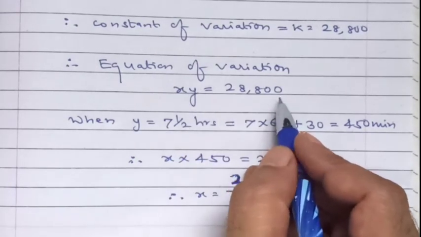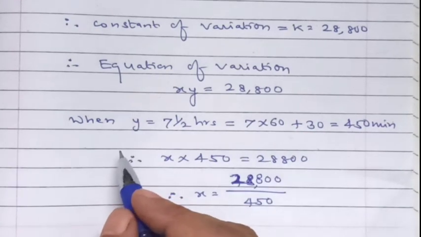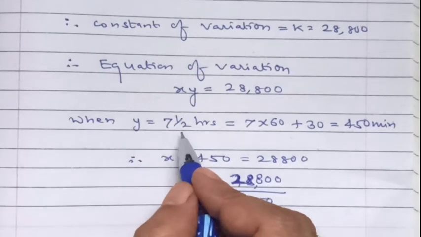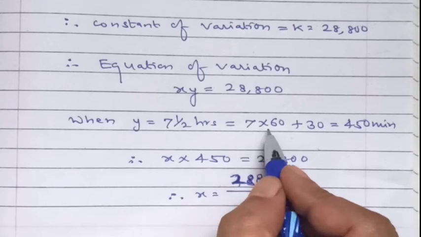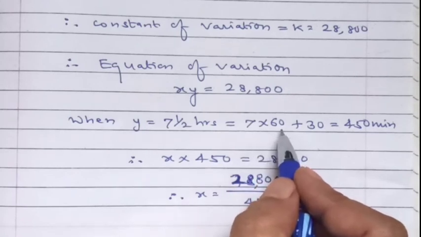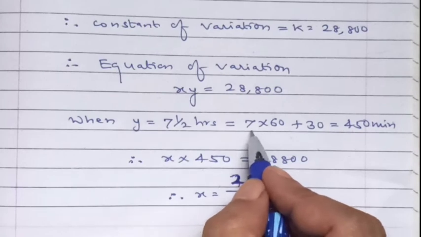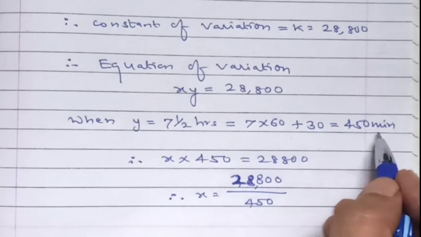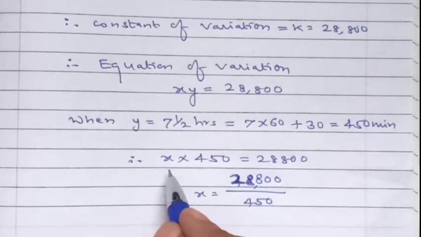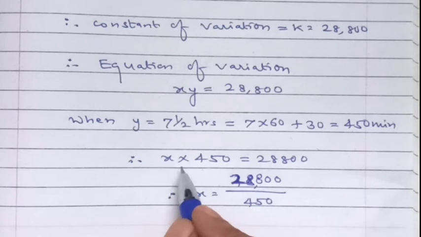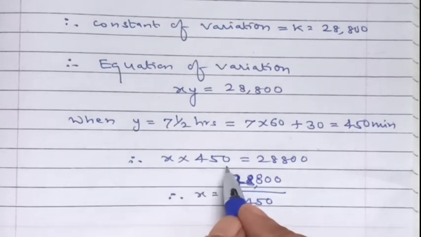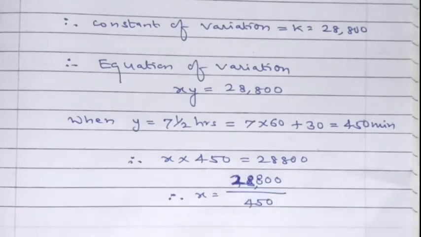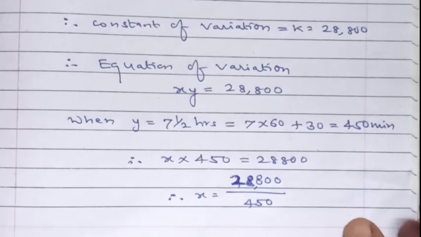Now you are given the time, that is 7.5 hours. So we'll write y is equal to 7.5 hours, which is equal to 7 into 60. For 1 hour 60 minutes, so 7 hours, 7 into 60 plus half an hour, that means 30 minutes, is equal to 450 minutes. Put the values in the equation of variation. You will get x into 450, because y is 450, is equal to 28,800. That will give you x is equal to 28,800 divided by 450.